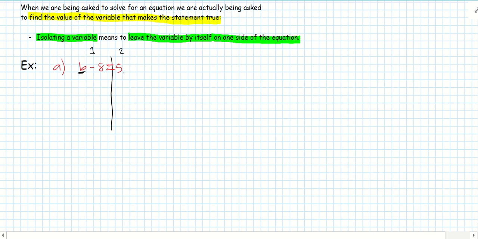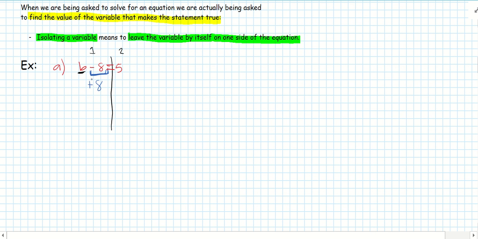Now, how do we know what property of equality we need to use? Well, we're going to look at the numbers or the values that are on the same side as b. In this case, I'm noticing that I have the value of negative 8 right here. So negative 8 is bothering b. We need to get rid of it. And the way that we get rid of it is by doing the opposite of what it's doing to b. I see that 8 is being subtracted, so what I'm going to do is add it instead. So I'm going to go ahead and do plus 8.